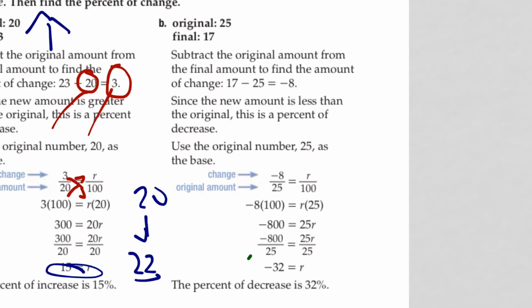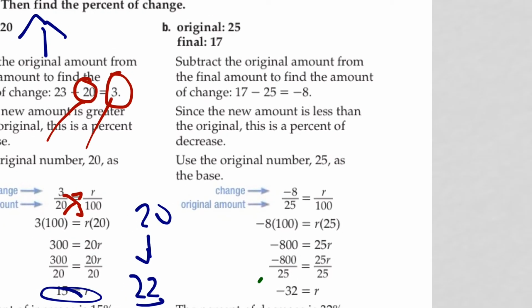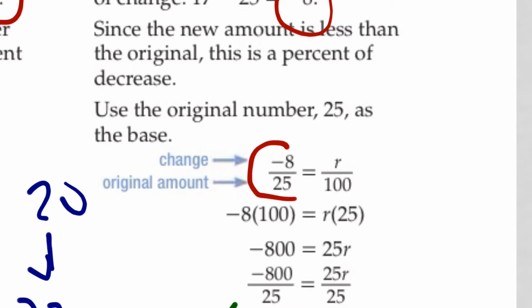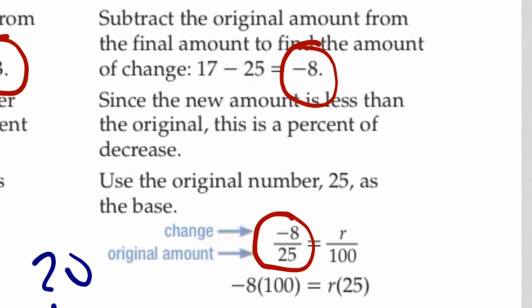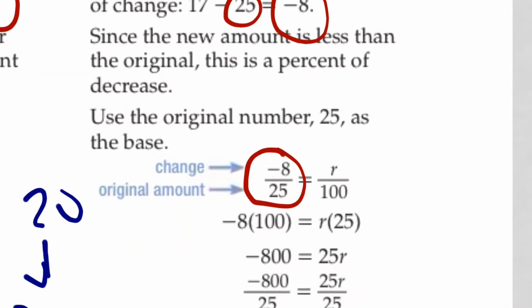Alright? Now what happens if you decrease? You're going to do the exact same thing. First photo 25, second photo I got 17. I went down 8. So since I went down, it's a negative 8. Now what ends up happening? I put negative 8 over the original. What was the original? 25. Equals R over 100. Same thing.